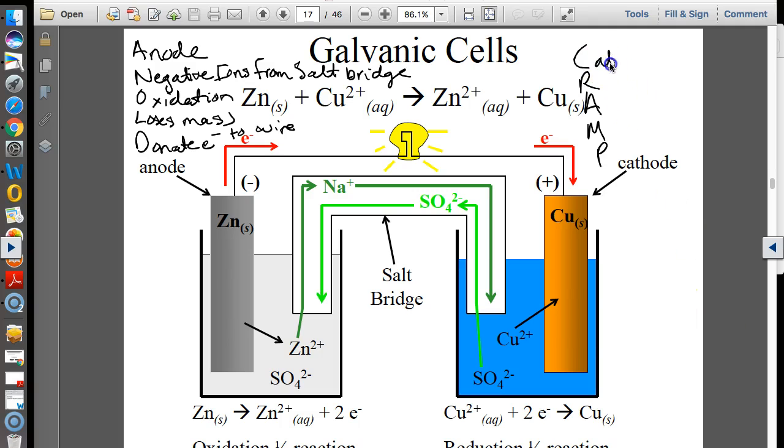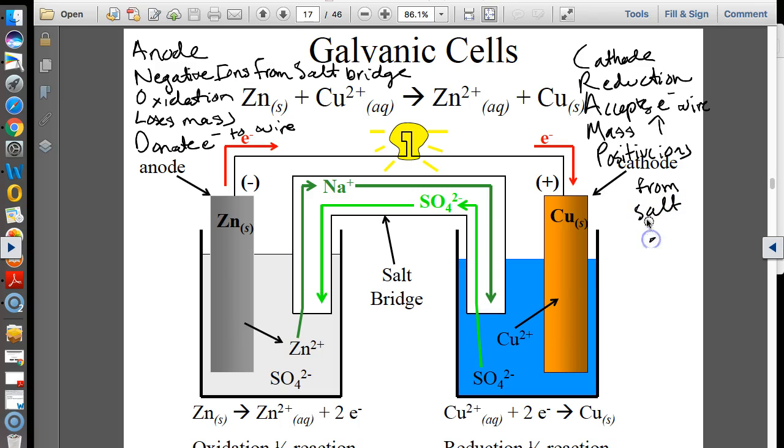This is the cathode. Reduction. It accepts electrons from the wire. The mass increases, and it gets positive ions from the salt bridge. So this morning, I haven't looked at this in a solid 8 months, and I remember this, like that. I mean, yeah, I made it up, but it's easy to remember.